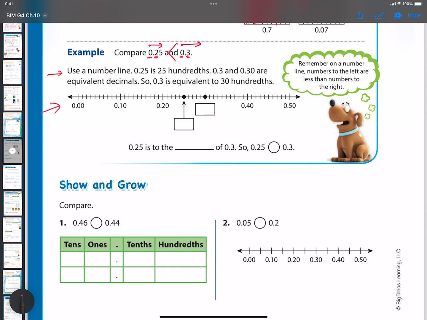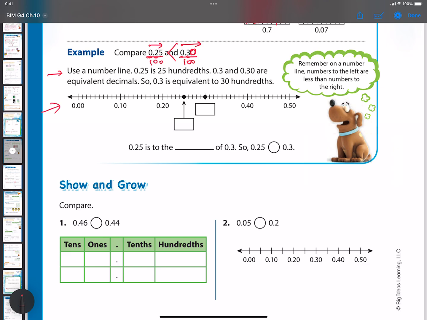Use a number line. 0.25 is 25 hundredths. 0.3 is what? 30 hundredths. 0.3 and 0.30 are equivalent decimals. That's what I did, right? So I can always make hundredths by adding what? The same zeros. So 0.3 is equivalent to 30 hundredths.